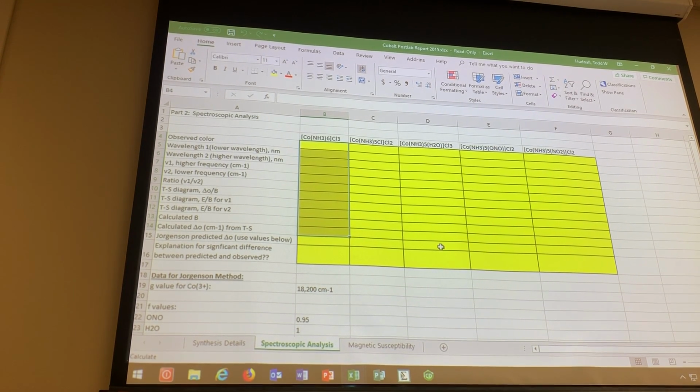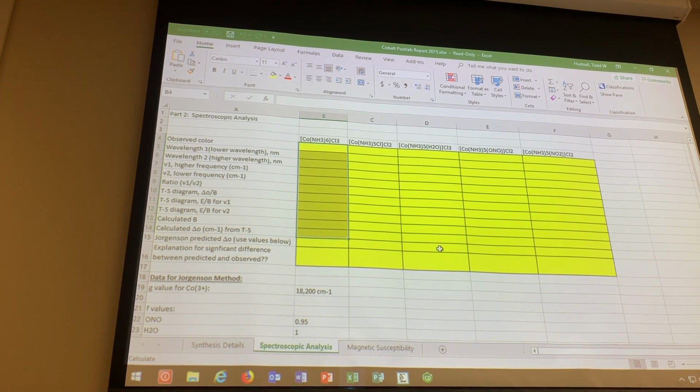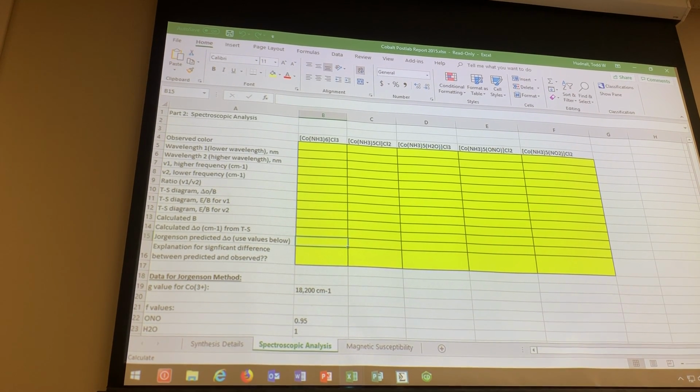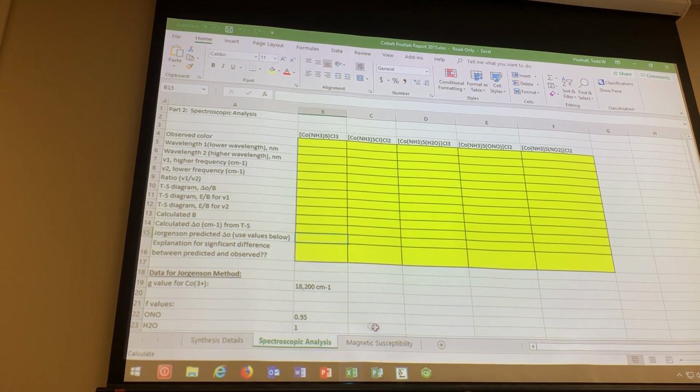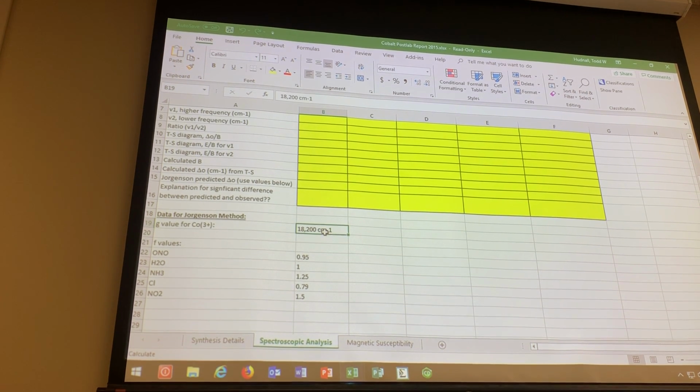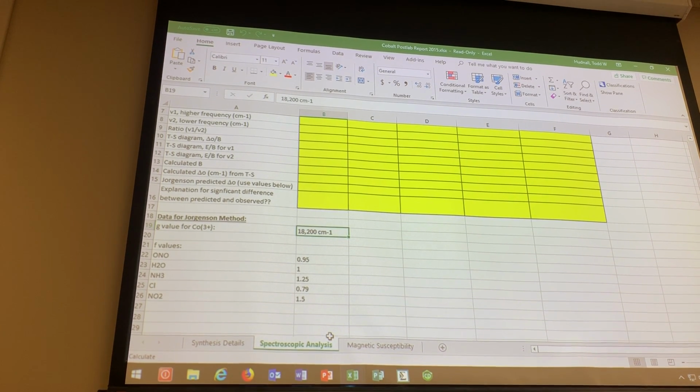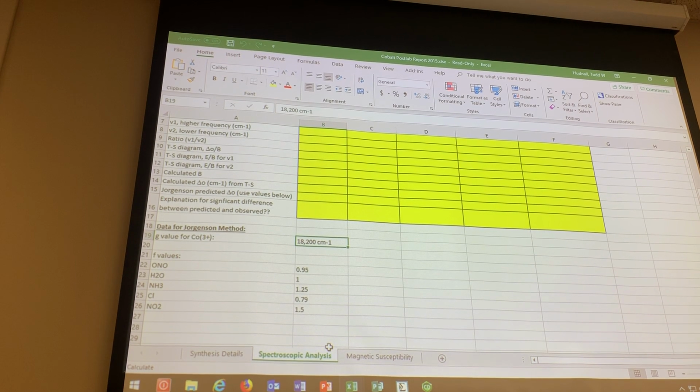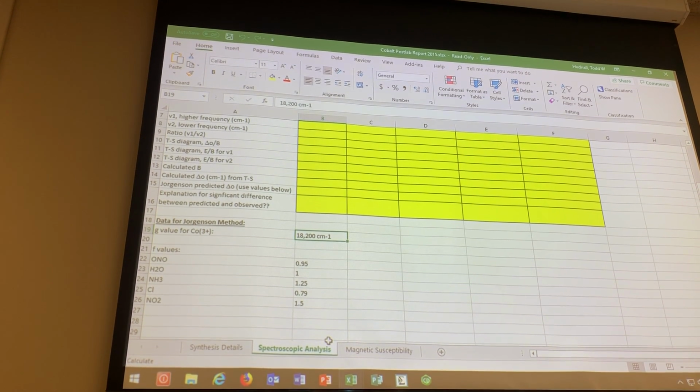That's experimental, that's using the UV-Vis data. And then this predicted delta zero value is what you predict by just taking the F times G, okay? Now, there is one little caveat to that, okay?